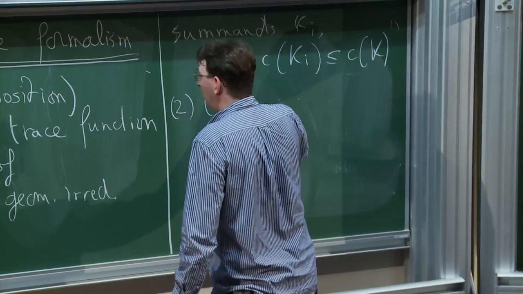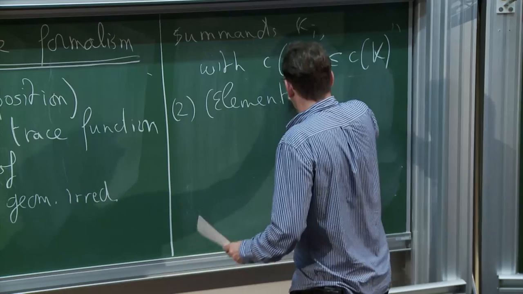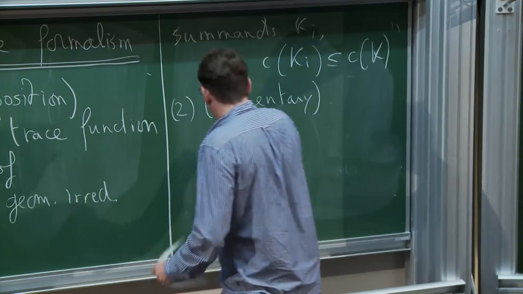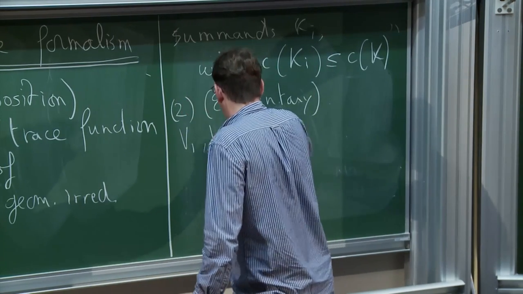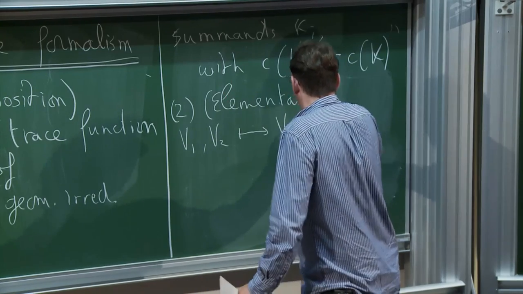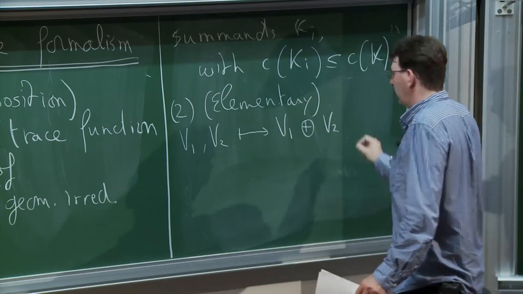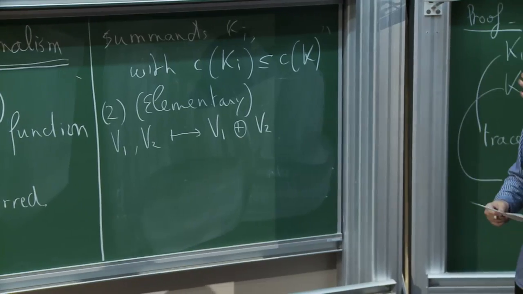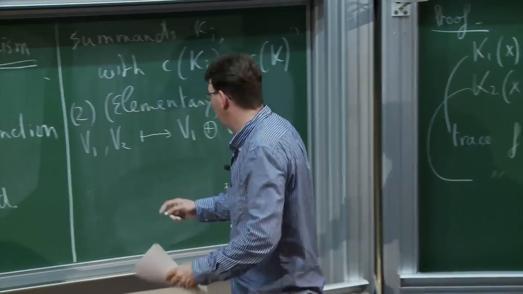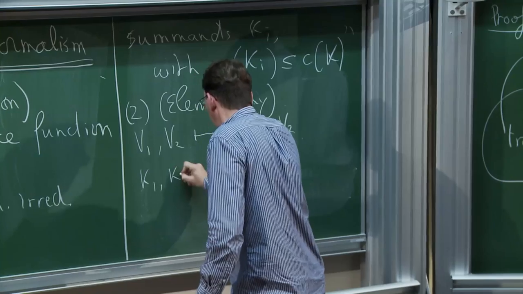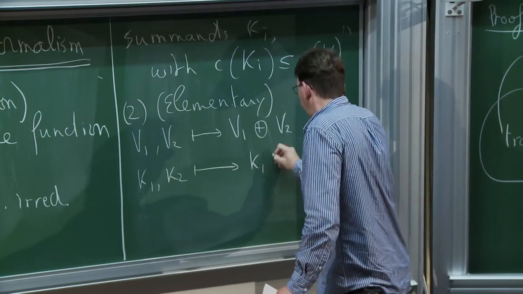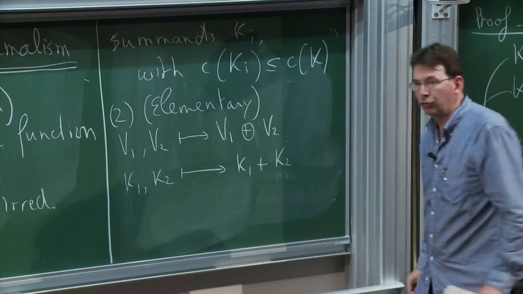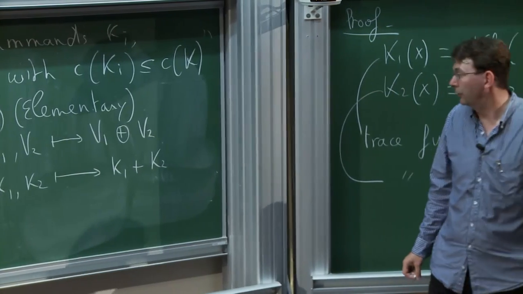So, more elementary things. If you have representations, if you have two of them, you can build a direct sum. That's the most obvious way of constructing new representations out of old ones. And the corresponding operation is just the sum of the trace functions. So the sum of two trace functions is a trace function.